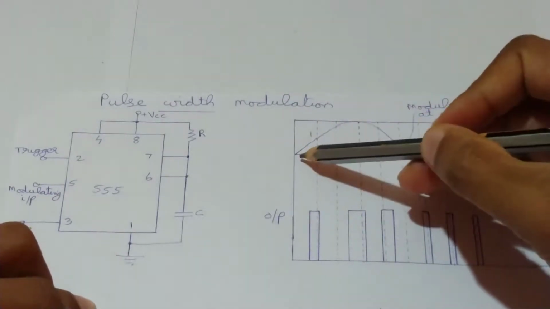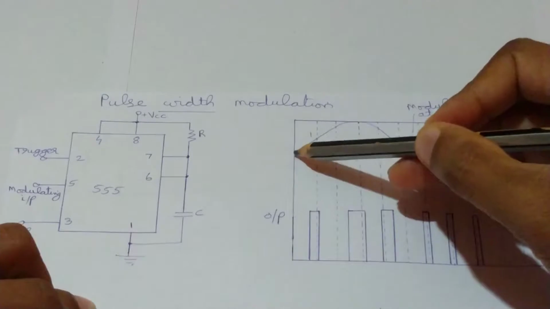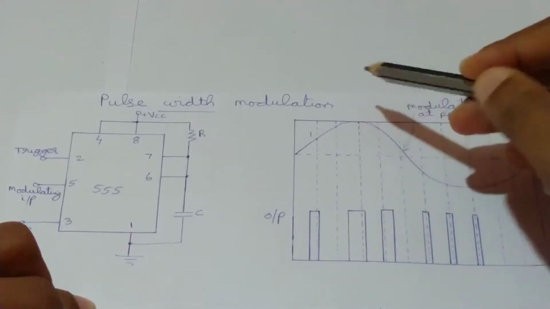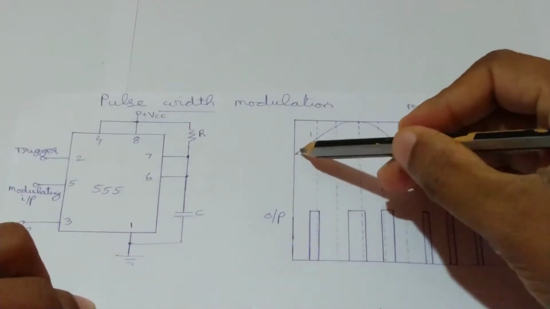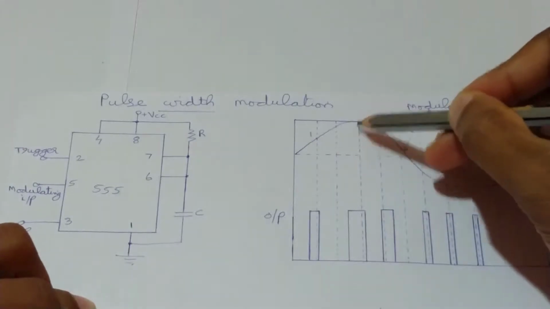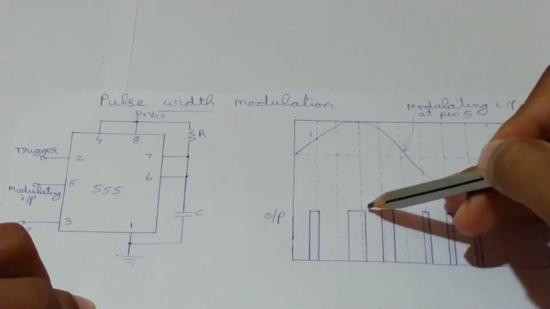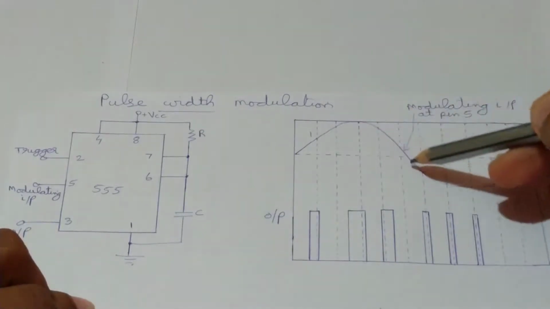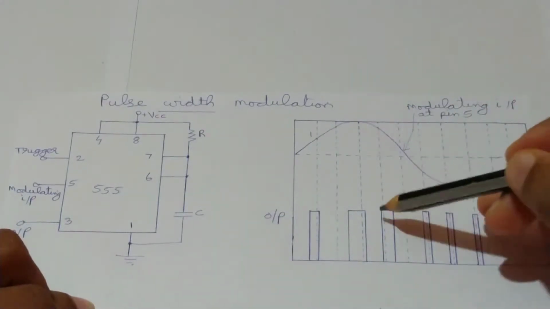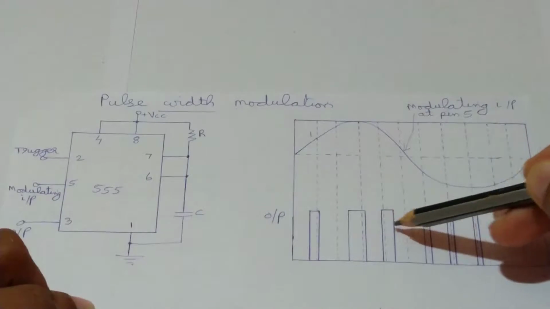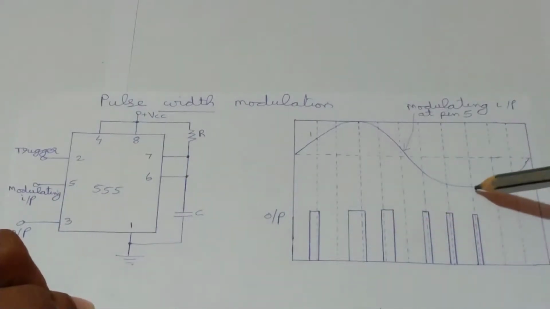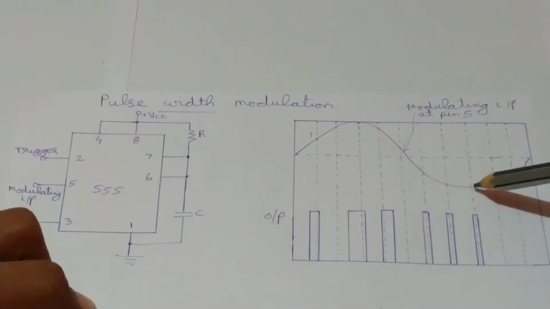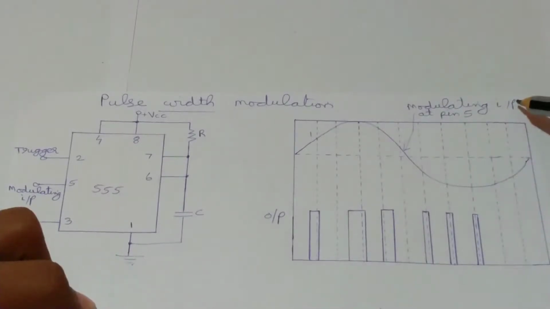So when the modulating input signal is changing from this point to this point, the width of the output pulse goes on increasing, and at this point we will get the maximum width. After this point we can see the amplitude of the modulating signal is decreasing, hence the width of the pulse goes on decreasing, and we will get the minimum width at this point, because here the modulating input signal has its lowest negative value.